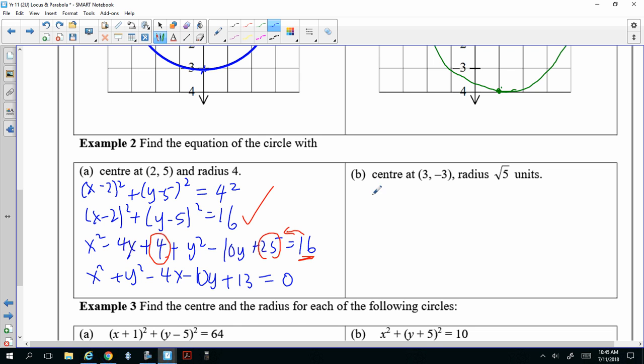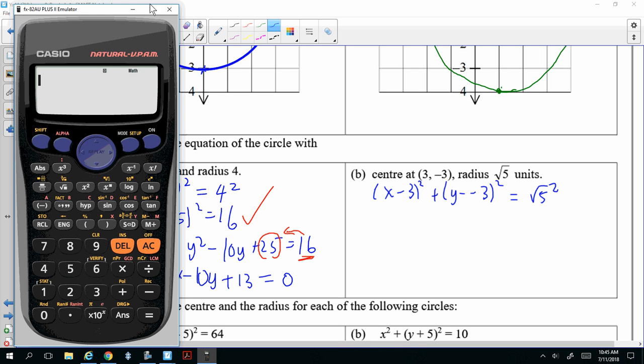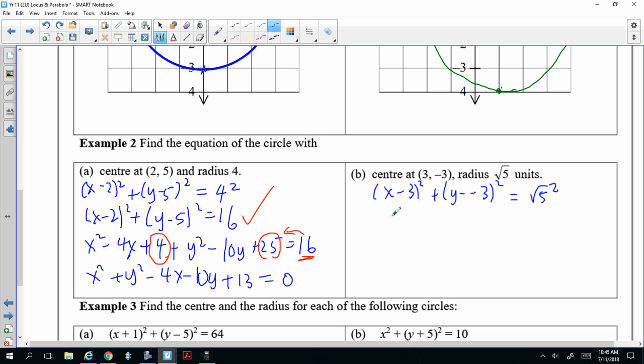Next one is (x minus 3) squared plus (y plus 3) squared equals root 5 squared. Yeah? And then just simplify. Okay, I'll just put that aside. And then (x minus 3) squared plus (y plus 3) squared equals 5. Okay, just like that. All right, I won't be bothered expanding. You know what to do, so I'll just leave it like this.